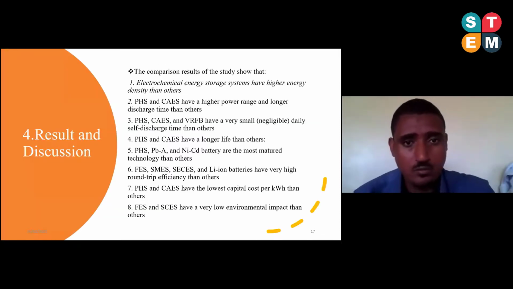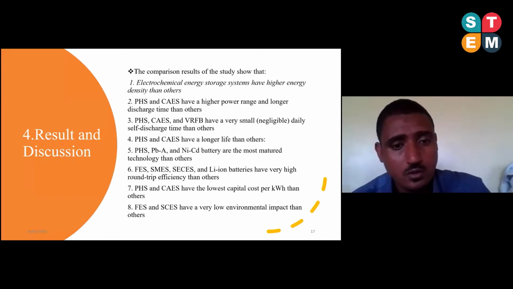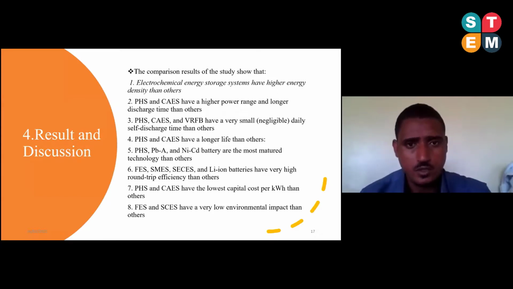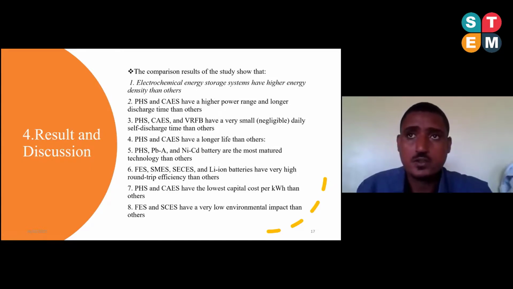So finally, we have summarized the result and discussion portion here. Based on the comparison results, the study shows the following 8 points. The first one is, as I discussed before, electrochemical energy storage systems have higher energy density than others. So such type of energy storage has been used for energy management applications, since if they have high energy density, they can stay for a long duration. So such type of energy storage is selected for grid integration purposes also.